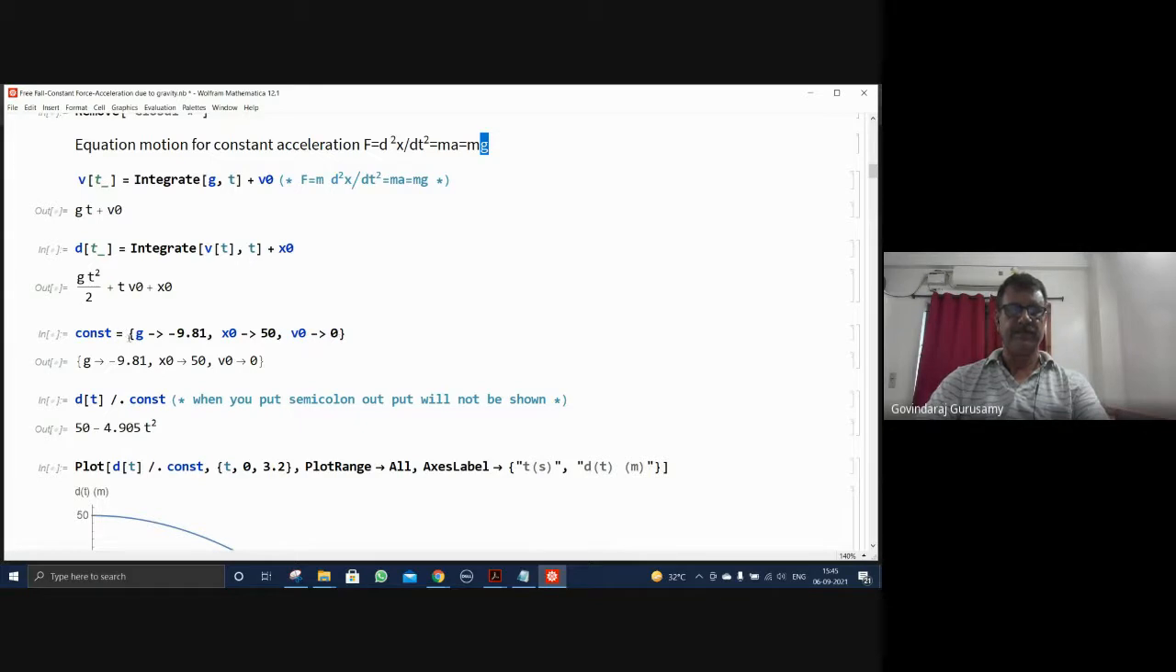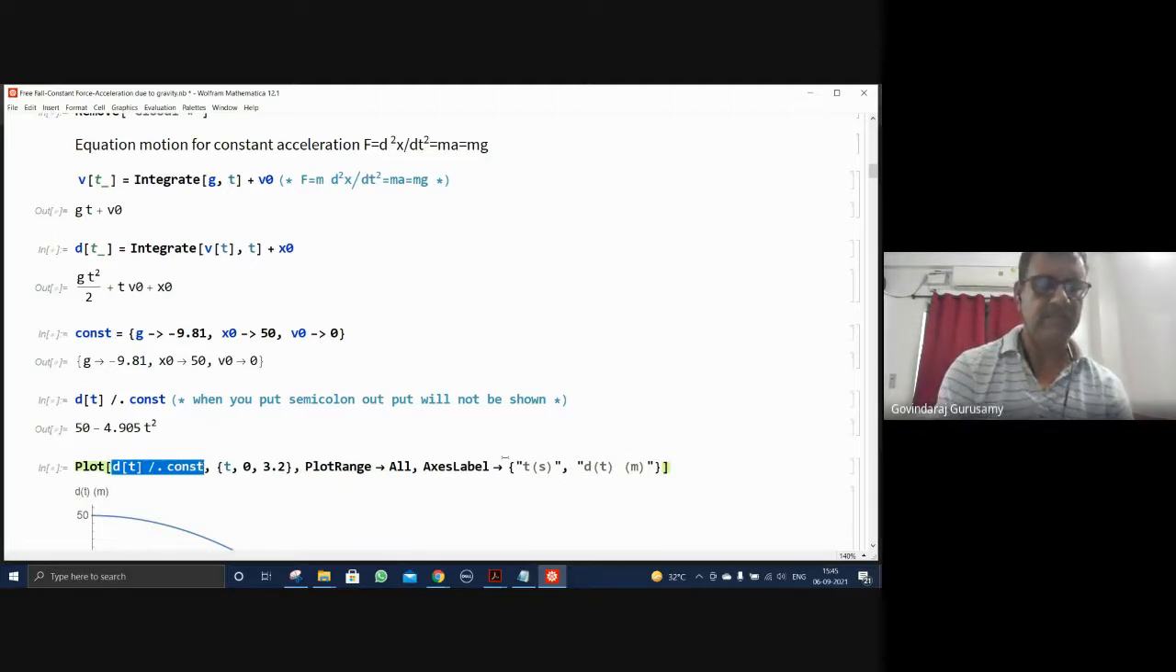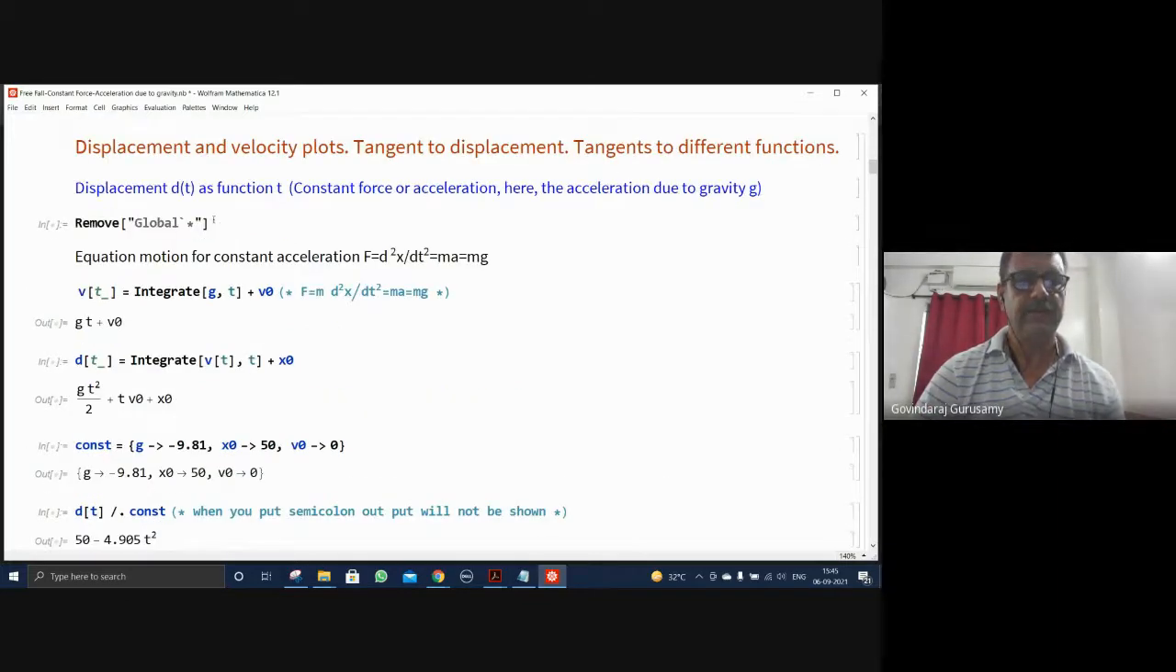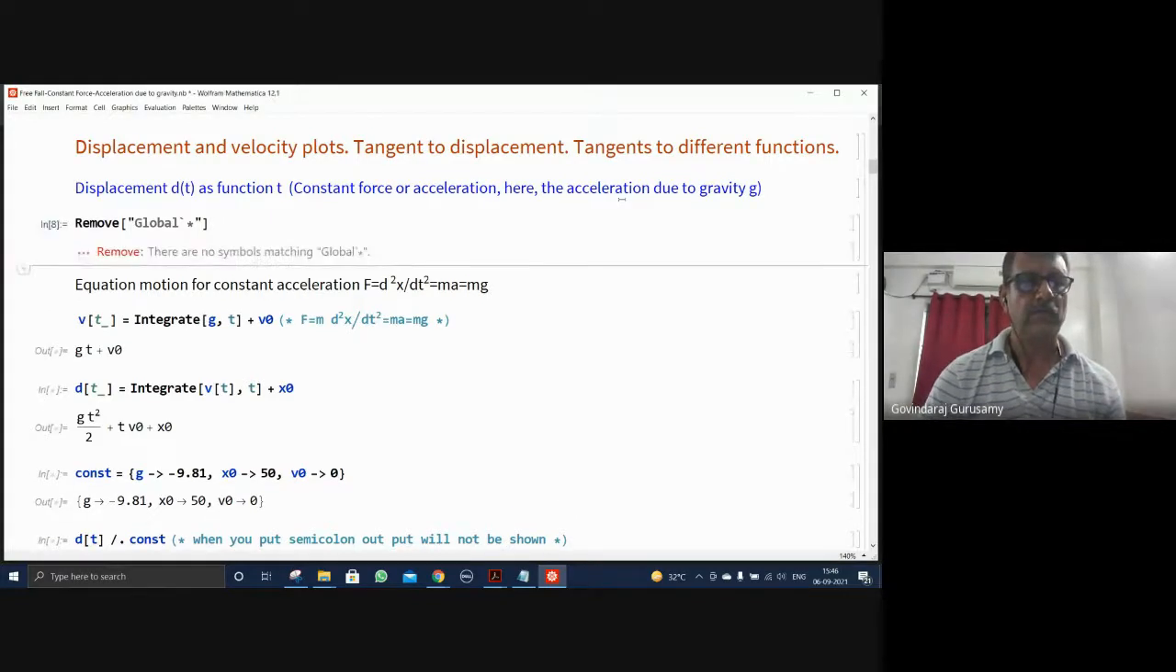Now I am defining these as constants, because they will be used in your equations wherever I like. For example, dt with a constant, what is going to happen? We'll just see. First, we will execute this one by one, starting from here. Remove all, because some 8 statements were already there, which we have done. There's no symbol matching global, so which means this. We'll check what this is. There is some typing problem somewhere.